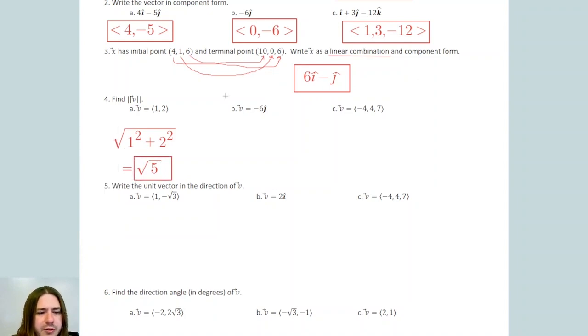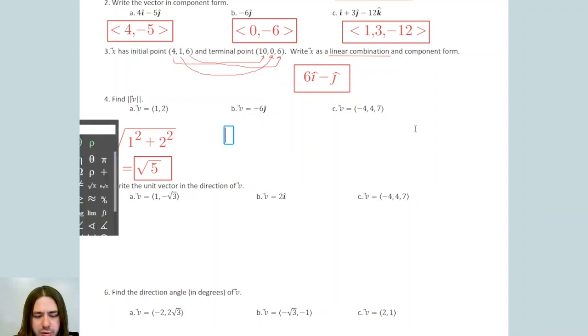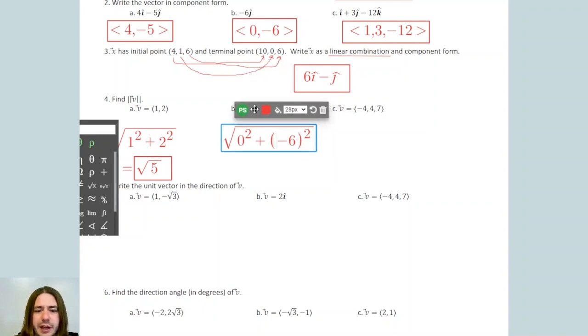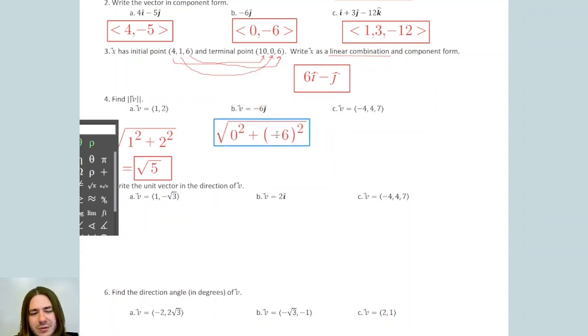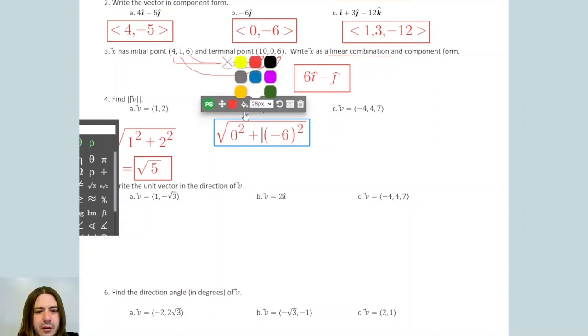For B, just be careful here. Notice how there's no i component. So I'm going to go ahead and write the 0 squared, although obviously you don't really need that because 0 squared is 0. But here I've got 0 squared plus 6 squared. And if you're trying to be super accurate, you could say negative 6 squared. But anytime you square a number, regardless of if it's positive or negative, the result is always going to be positive. So most of the time when I'm just handwriting this and working it quickly, I'll just put 6 squared. But this is fine too.